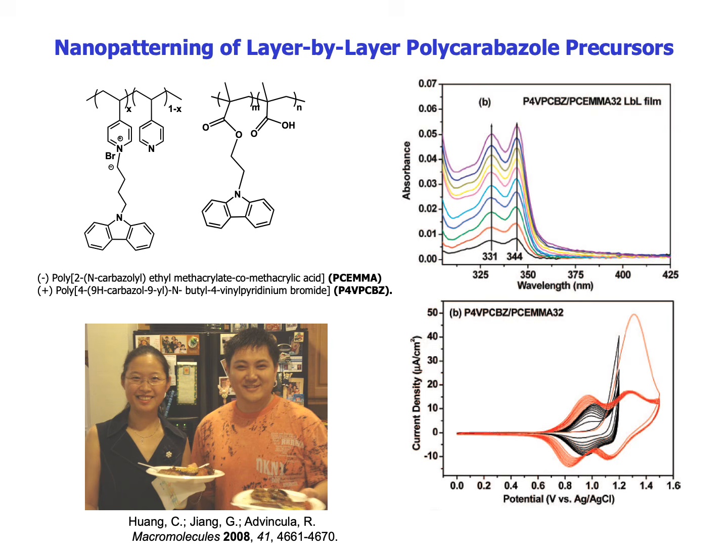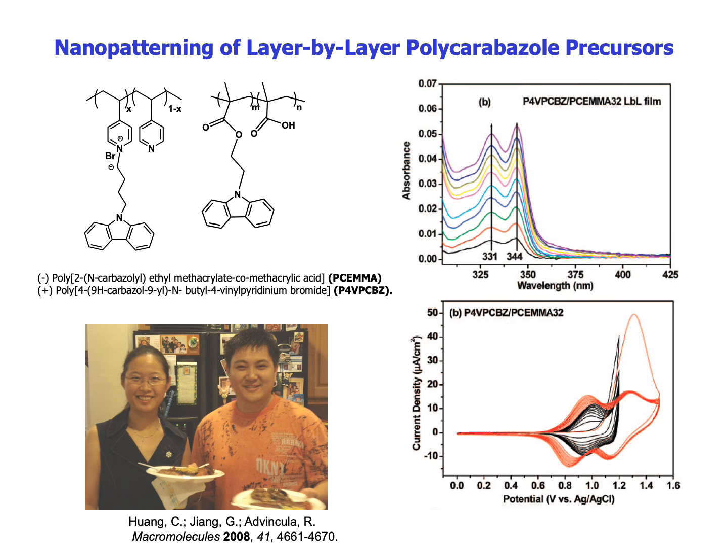In one particular example, we utilized the layer by layer approach to prepare films based on a polyelectrolyte or two polyelectrolytes that are oppositely charged, where the carbazole units can then be cross-linked to produce a cross-linked thermoset film.